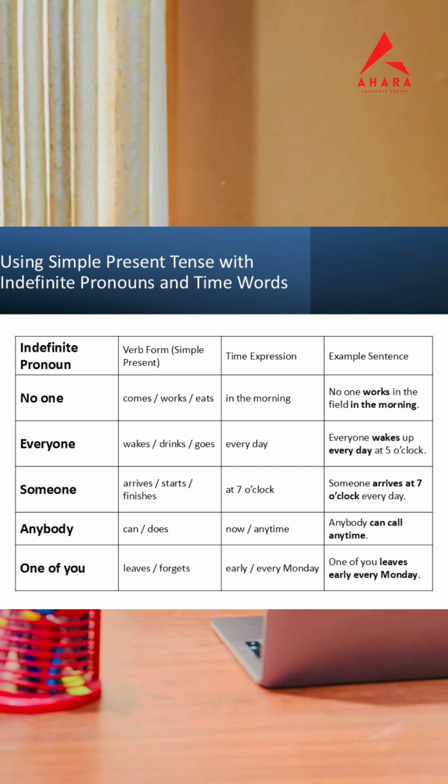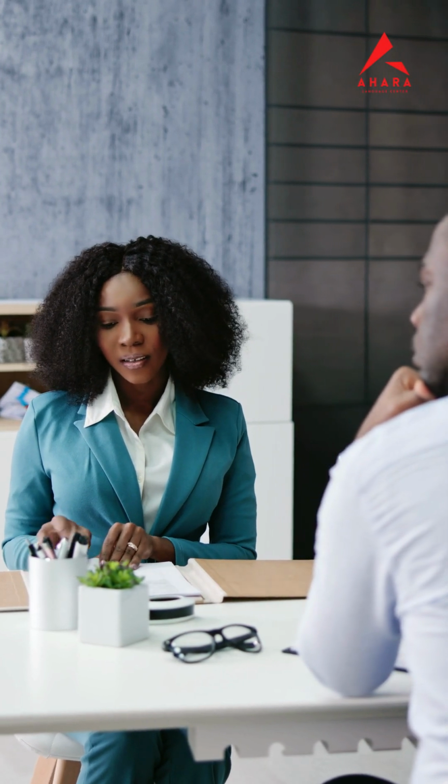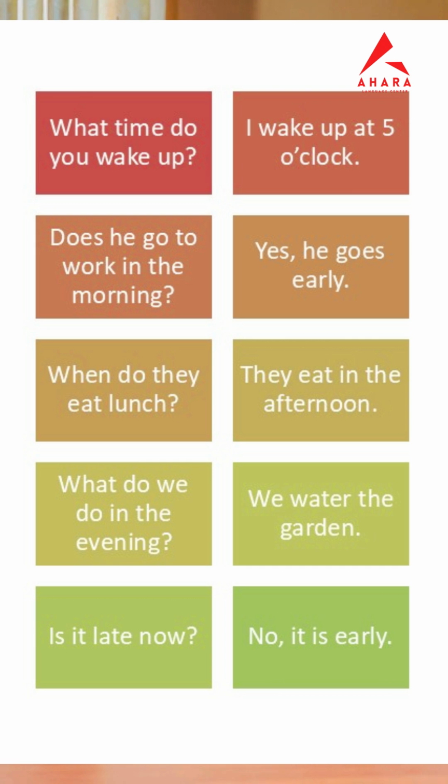Now all this time we were talking about the statements or the sentences, how we can make sentences with that. Now let's see how we can make questions. As I mentioned in my previous lessons, conversation is based on two things. One is the statements, the other one is the questions to know the things. What time do you wake up? I wake up at 5 o'clock. Does he go to work in the morning? Yes, he goes early. When do they eat lunch? They eat in the afternoon. Within our lesson, you know that we are making statements as well as we are making questions.